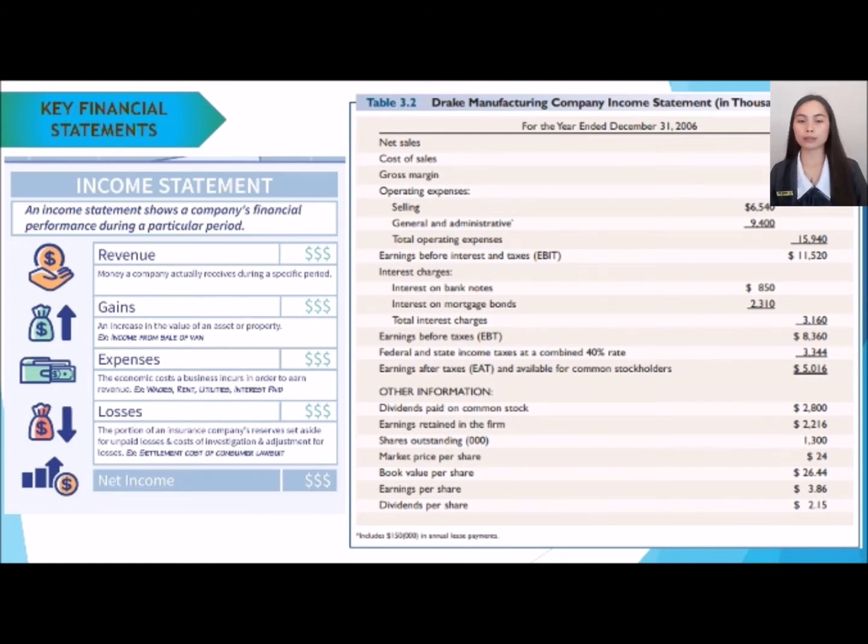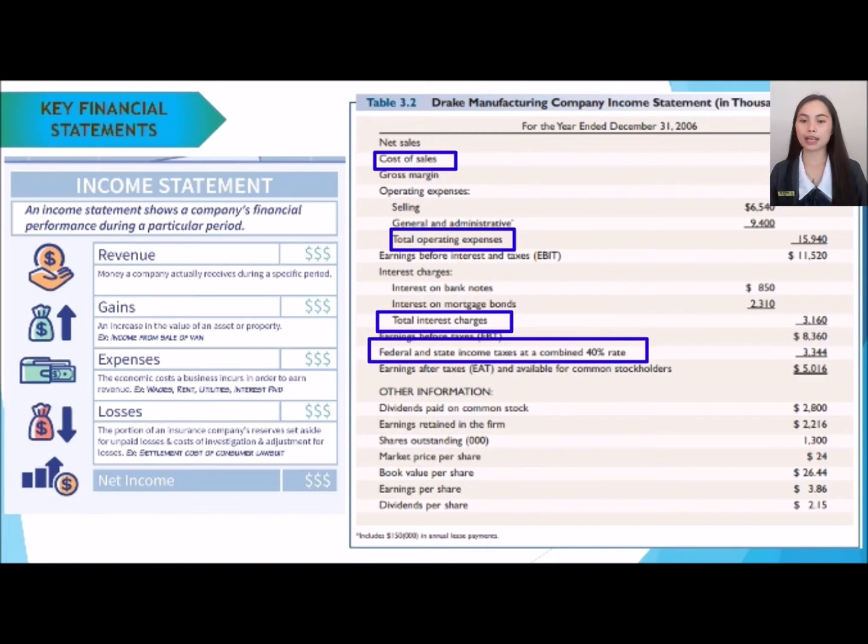So the income statement in table 3.2 on your screen indicates Drake's performance during the year ended December 31, 2006. The cost of sales, other operating expenses, interest expenses, and taxes are deducted from the revenues generated, or net sales, to arrive at the firm's net income or earnings after taxes, with a total of $5,016. The statement in Table 3.2 also shows how the firm's earnings are distributed between dividend payments to stockholders and earnings reinvested in the firm.